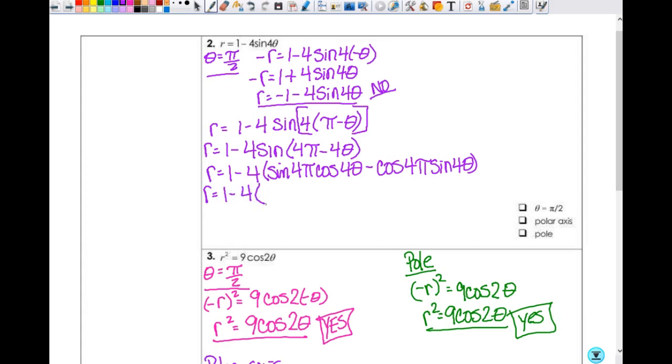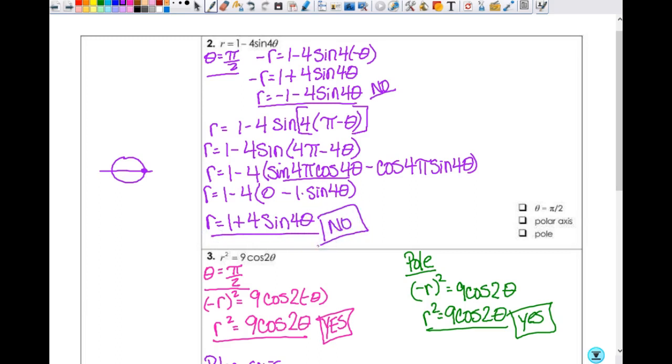All right. What is the sine of 4 pi? Where's 4 pi on your unit circle? It's 0, right? So the sine of 0 is 0. So this is 0 times the cosine of 4 pi, so that whole thing just becomes 0, minus, what's the cosine of 4 pi? 1. So it's minus 1 times the sine of 4 theta, which means I get r equals 1, and then that negative sine of 4 theta times the negative 4 is going to be plus 4 sine of 4 theta. And that's a big no also.